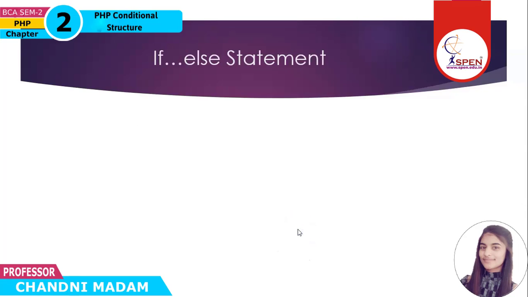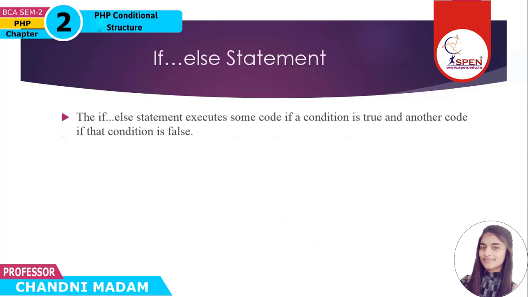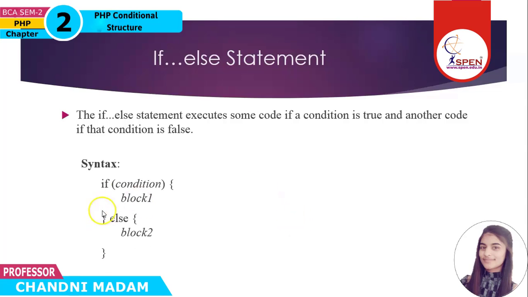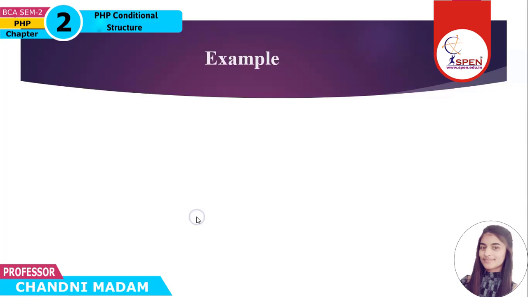Now the next statement is the if-else statement. In the if-else statement, if the condition is true, then block 1 is executed. If the condition is false, then block 2 is executed. Let us see the example.